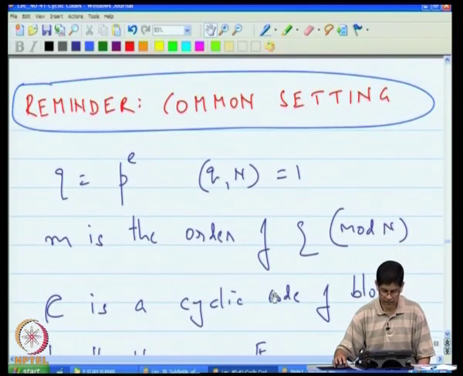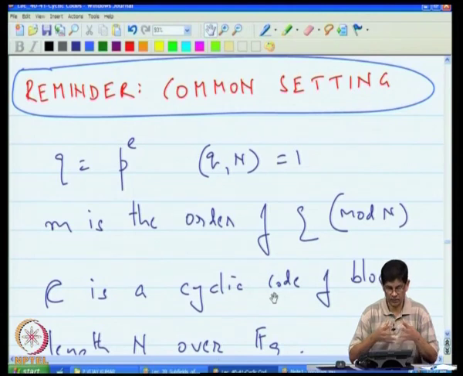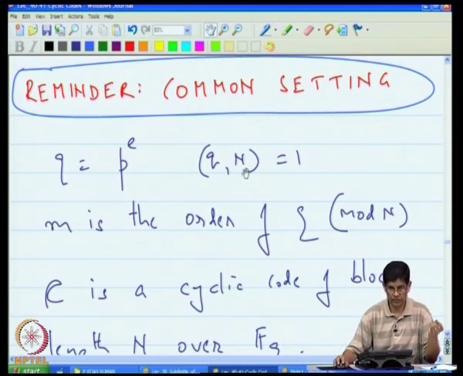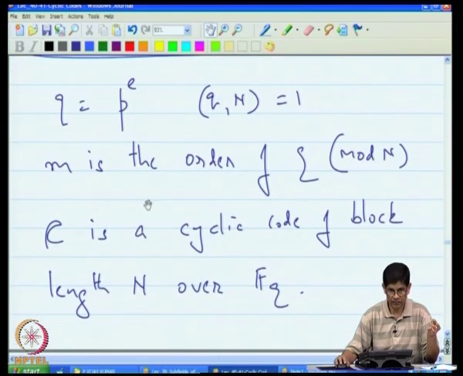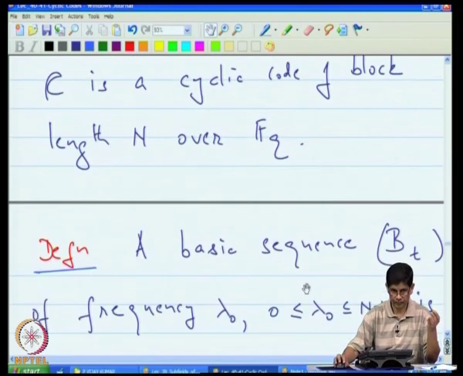Now, just a reminder slide here to say that in all the subsequent discussion, we will be working with a set of standard parameters. So, this is the common setting. Q will always denote a power of a prime, and n will be a reference to the block length, and we will always have that q and n are relatively prime. Small m is going to be the order of q modulo n, and C will be a cyclic code of block length n over F q.